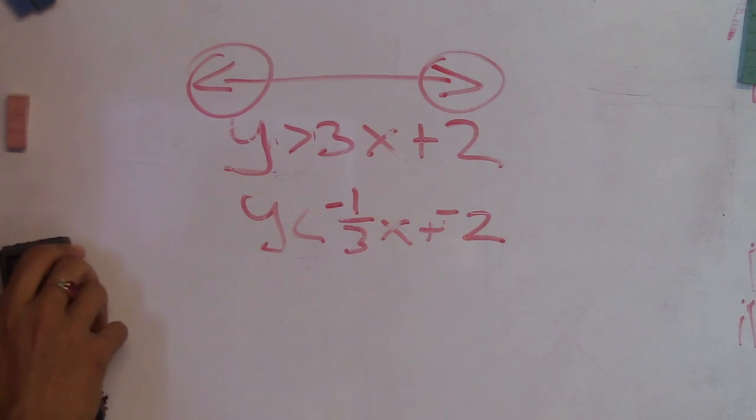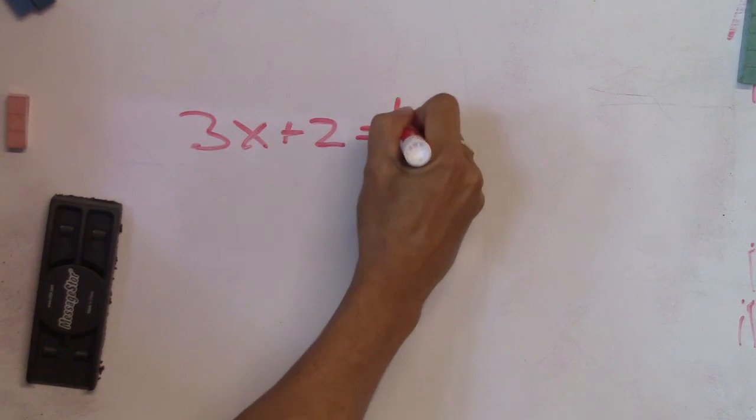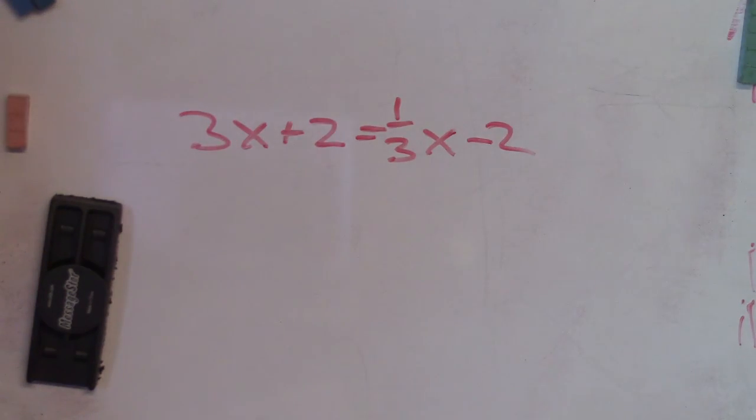So what's our first thing? Let's do it. 3x plus 2 is the same thing as negative 1/3 x minus 2. Yes. I feel like I'm going to end up in a situation where I just have x and then is equal to 0. Or something like that.